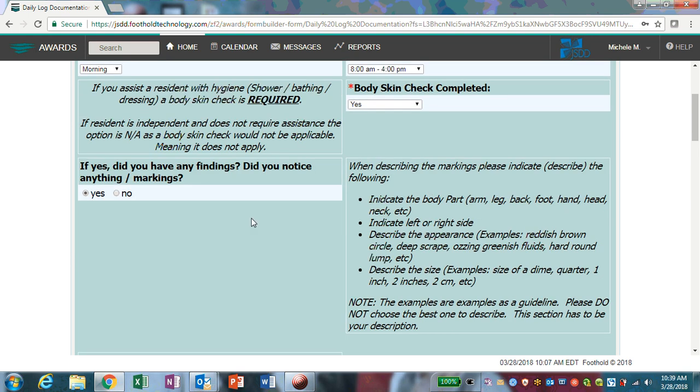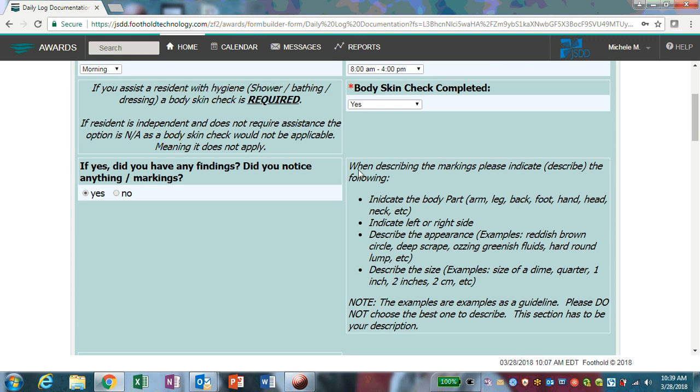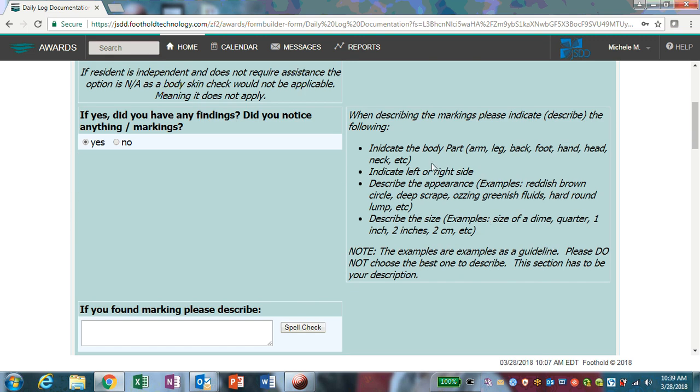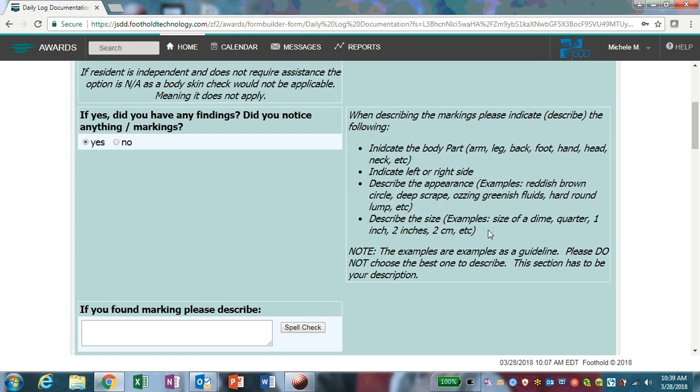Okay. To the right of here, you'll see that I have created a list for you to follow. When describing the marking, please indicate the following. You want to indicate the body part, incident, the indicated left or right side. You want to describe the appearance. You want to describe the size. It's important to note that these are just examples. We're not copying and pasting any of this.